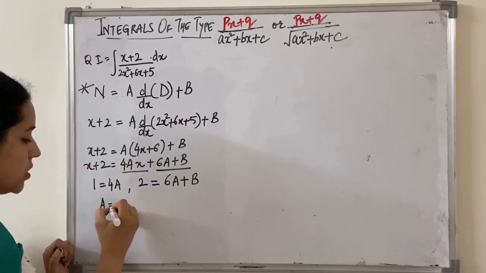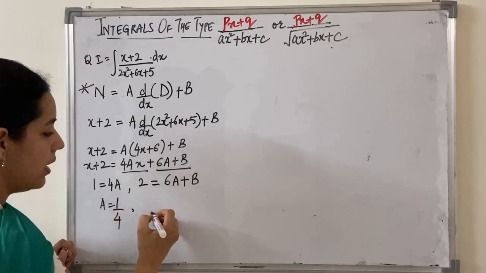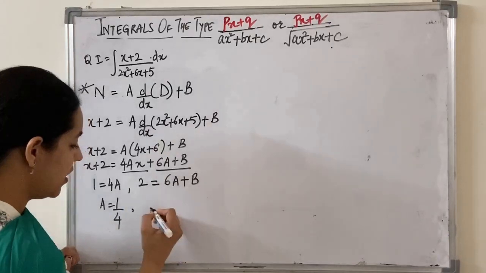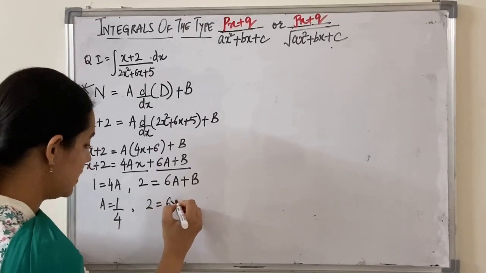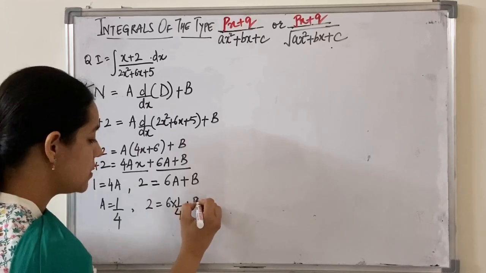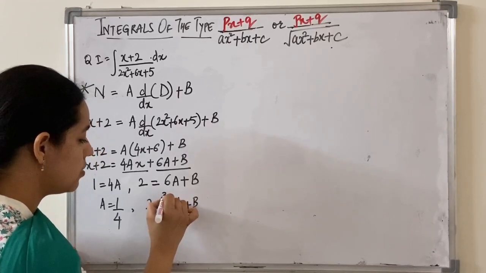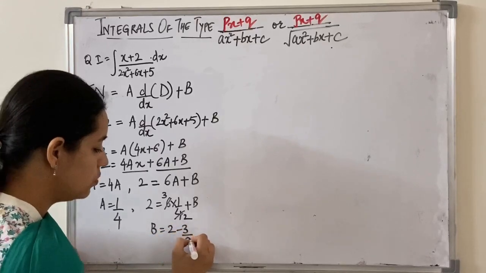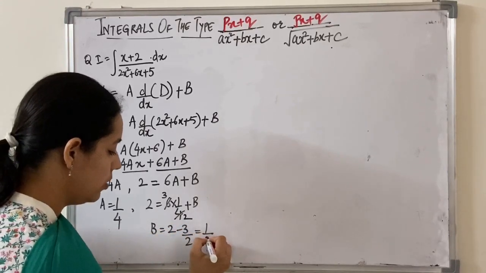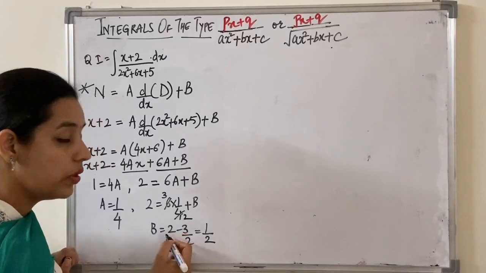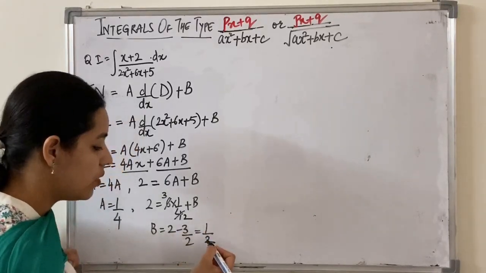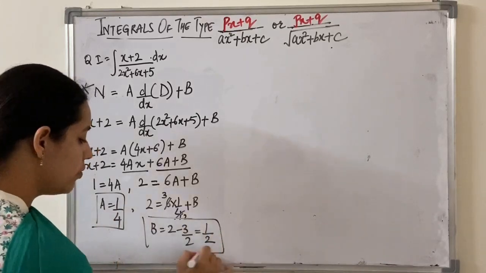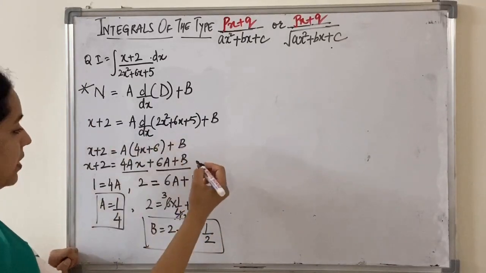Here a will be equal to 1 upon 4, and the value of b can be found by putting the value of a. 2 is equal to 6 into 1 upon 4 plus b. 6 and 4 cancel out, 3 upon 2. So b will be equal to 2 minus 3 by 2, that is equal to 1 upon 2. If we take the LCM, it is going to be 4 minus 3, that is 1 upon 2. So these are the values of a and b that we are going to use to write our numerator.